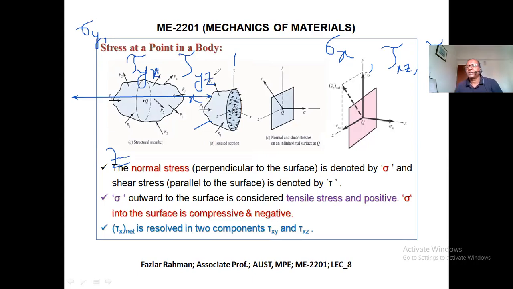So right now, just remember that if you cut a body, on that surface there will be one normal stress and one shear stress, but that shear stress we can divide into two shear stresses. Okay. So remember, there will be one normal stress and two shear stresses if you cut a point in a certain plane.